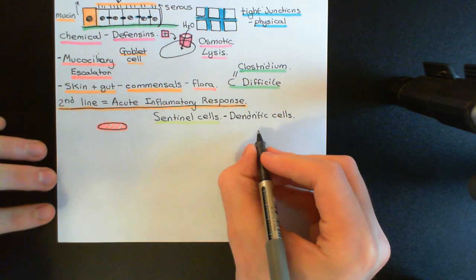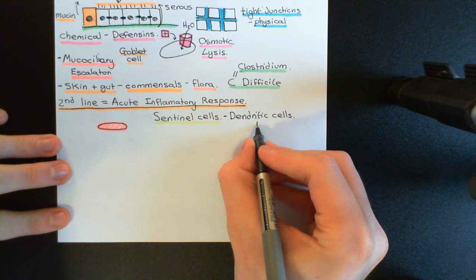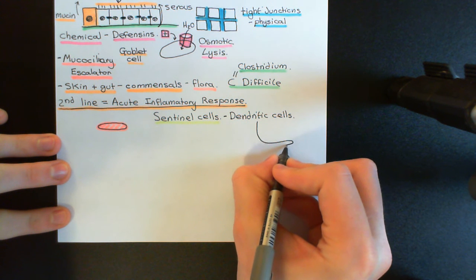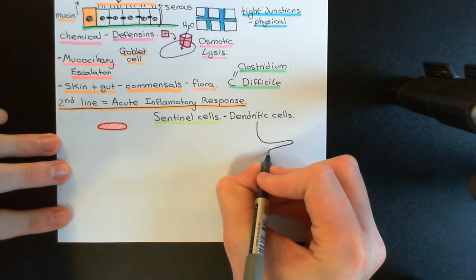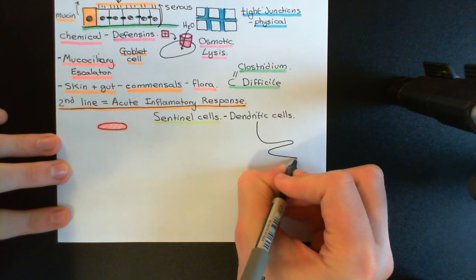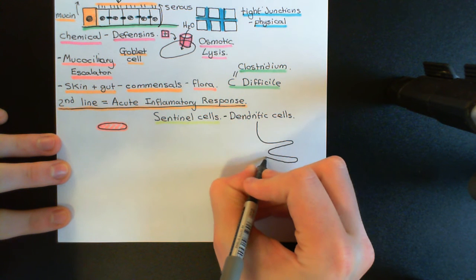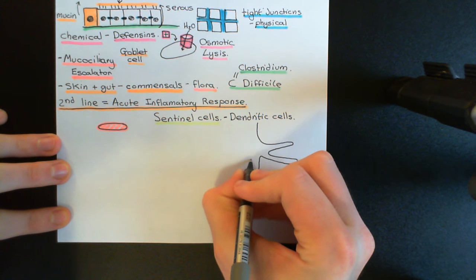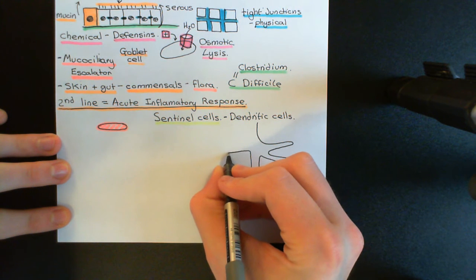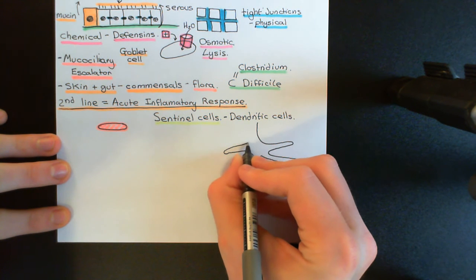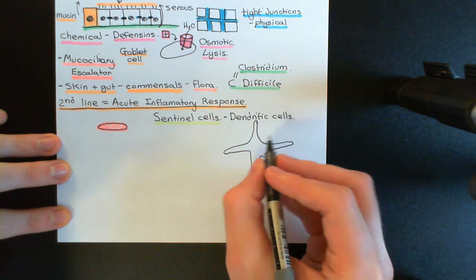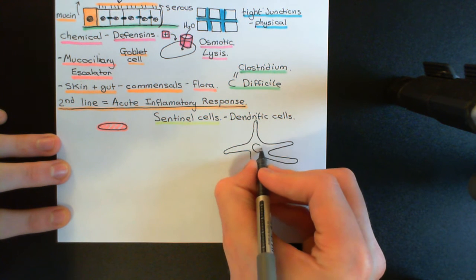So dendritic cells, the reason they're called dendritic cells is that they have dendrite-like processes. So they look similar to the dendrites of neurons, but these cells are very different from neurons. They do not have the appropriate voltage-gated ion channels in order to conduct action potentials. But they do have these dendrites coming off them like so, hence why they're called dendritic cells.